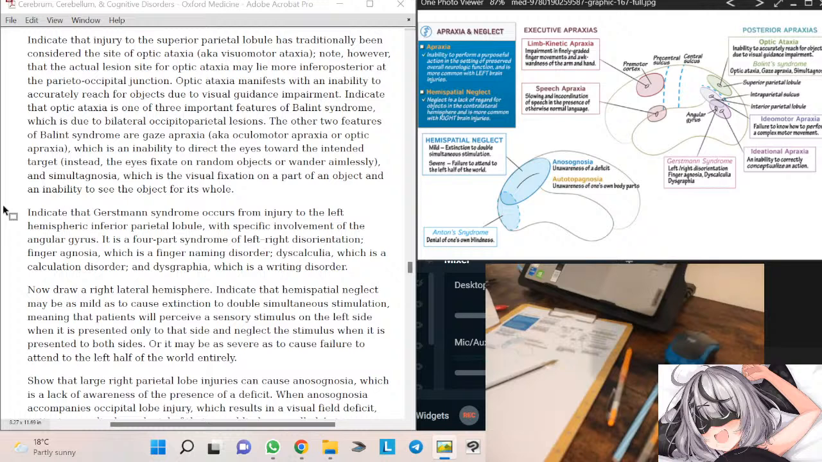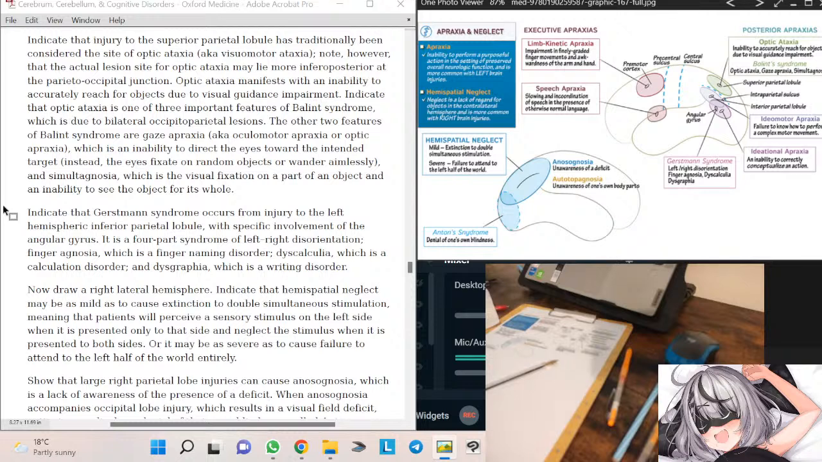Indicate that optic ataxia is one of three important features of Balint syndrome, which is due to bilateral occipitoparietal lesions. The other two features of Balint syndrome are gaze apraxia, also known as oculomotor apraxia or optic apraxia, which is an inability to direct the eyes toward the intended target. Instead, the eyes fixate on random objects or wander aimlessly. The third is simultanagnosia, which is the visual fixation of a part of an object and an inability to see the object as a whole.